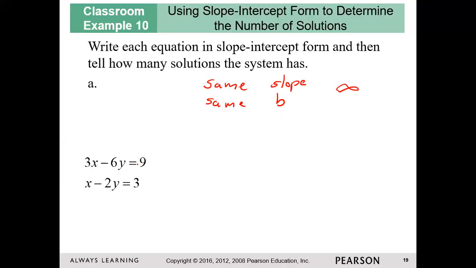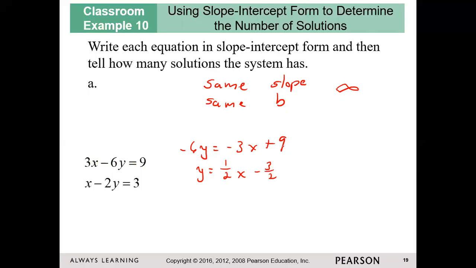So let's convert this into slope-intercept form. So this is negative 6y is equal to negative 3x plus 9. Divide by negative 6, you get y is equal to 1/2 x minus, let's see here, 3 over 2. Okay.